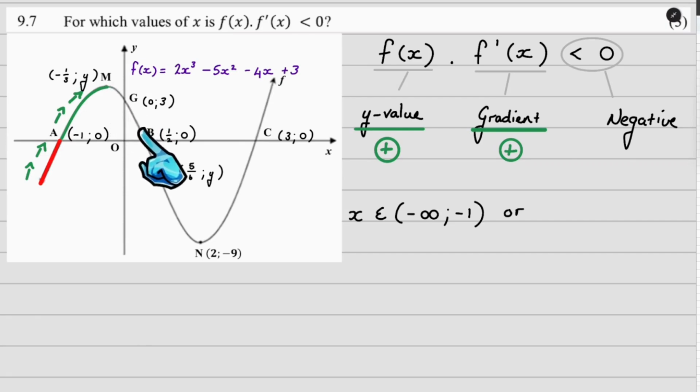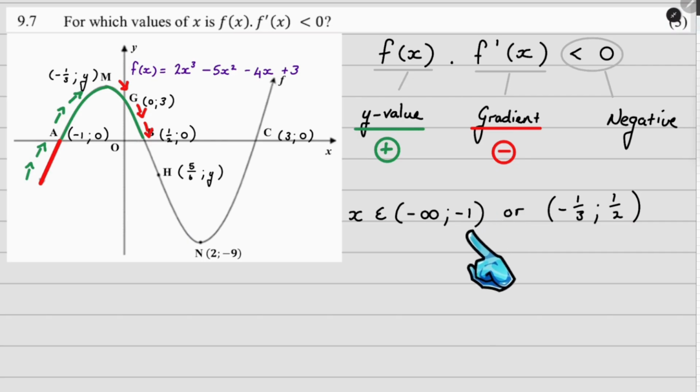Now all of a sudden the gradient is negative. So it's working from here to here because the y value is positive, but the gradient is negative. So I'm getting a positive times a negative. It starts at -1/3 and it ends at 1/2. And another small note here, I'm using circular brackets everywhere because it does not include any of these because there's no equals to sign over there.